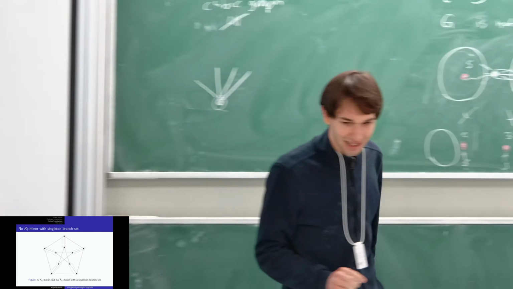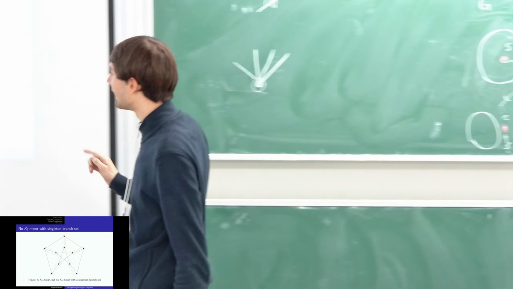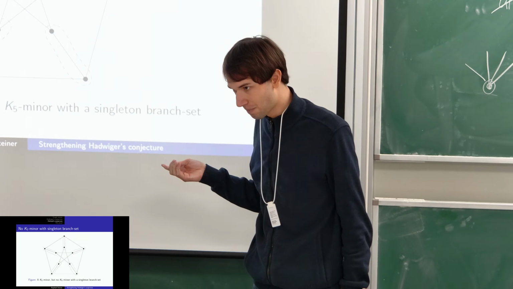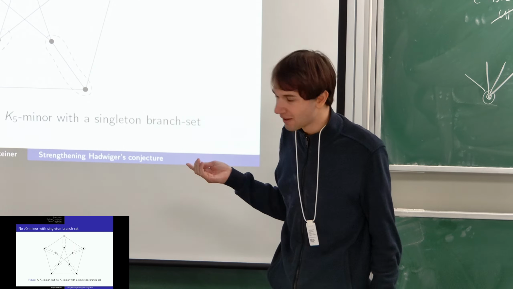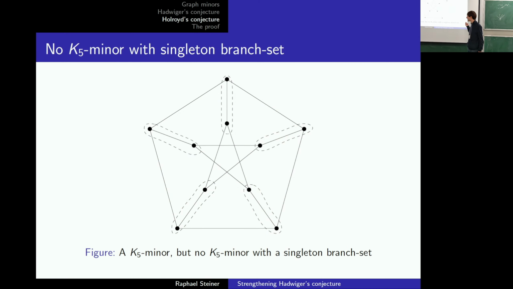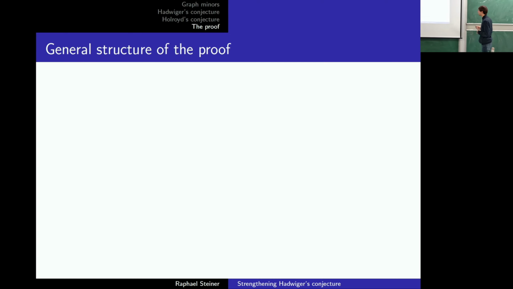So just to convince you that just excluding a K5 minor with singleton branch does not give you a structure theorem. These graphs can have arbitrarily large clique minors, they can be arbitrarily complex, in some sense at least. So our proof really has to talk about the coloring, not about the structure. Okay. Now let me tell you about the proof.